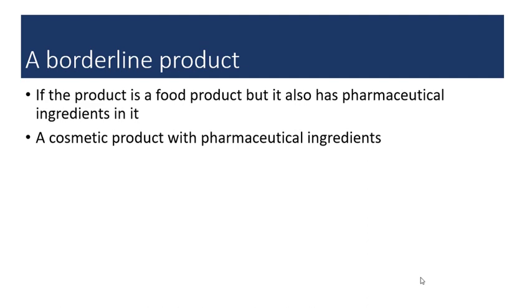This is if a product doesn't fall into one category. For instance, you have medicines, you have pills, clearly for pharmaceutical purposes, and you have food. That is clearly the food category. But you also have some food products with pharmaceutical ingredients in them. Those kinds of products are borderline products. They fall into different categories, so they're a borderline product.